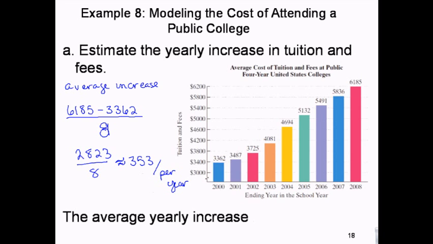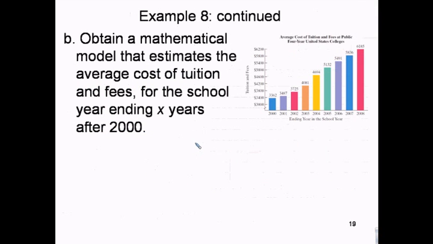No, that's not exact, because some years it went up less. Like here it only went up about 120. And then some years it went up more. Here it went up 600. But on average, it goes up $353 a year. In order to create our mathematical model, we're going to use that.